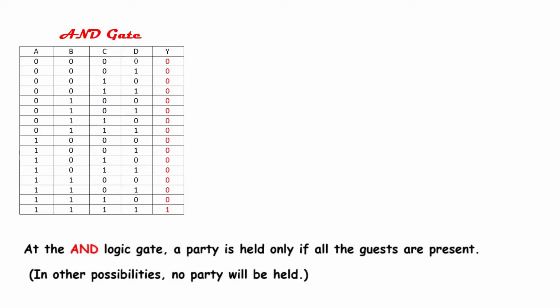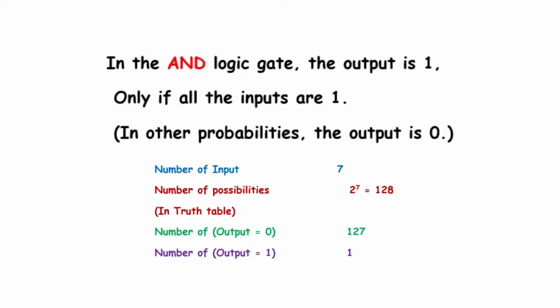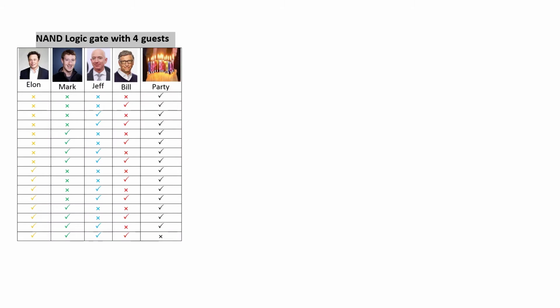In general, we can say that in the AND logic gate, the output is 1 only if all the inputs are 1. In other possibilities, the output is 0. Example, in the AND logic gate, we have 7 inputs. The number of probabilities of the truth table is equal to 2 to the power of 7, or 128. The number of probabilities in which the output value is 1 is equal to 1, and the number in which the output value is 0 is equal to 127.